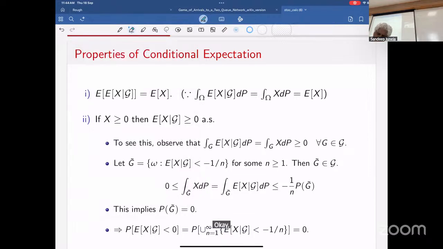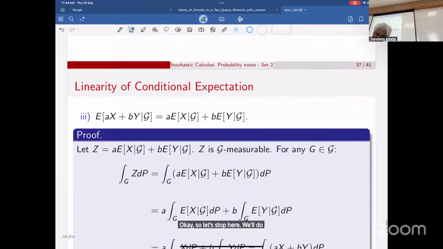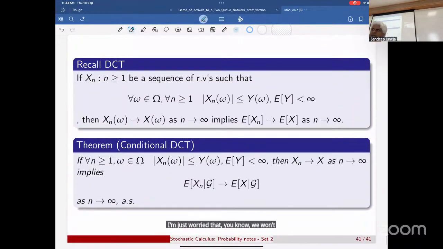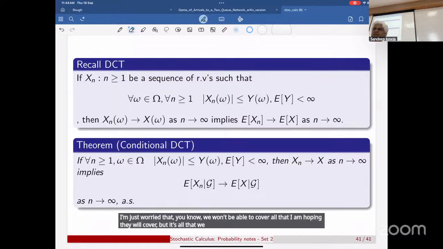Okay, so let's stop here. We'll do some more properties. I'm just worried that we won't be able to cover all that I am hoping to cover, but it's all right, we'll manage. Maybe we'll take a few extra classes towards the end.